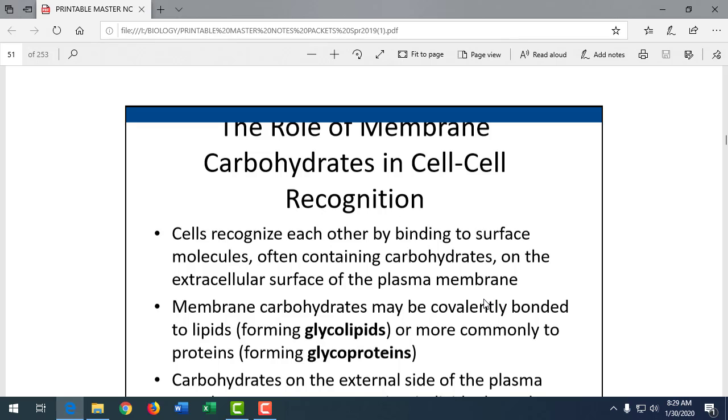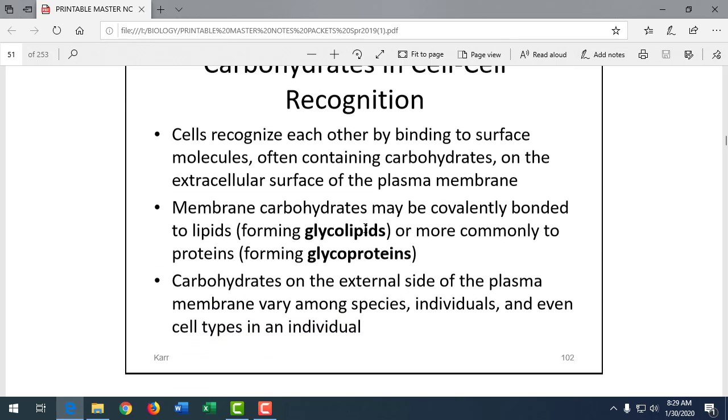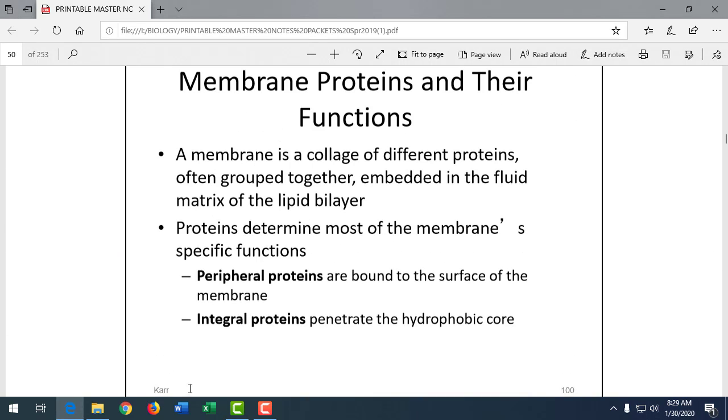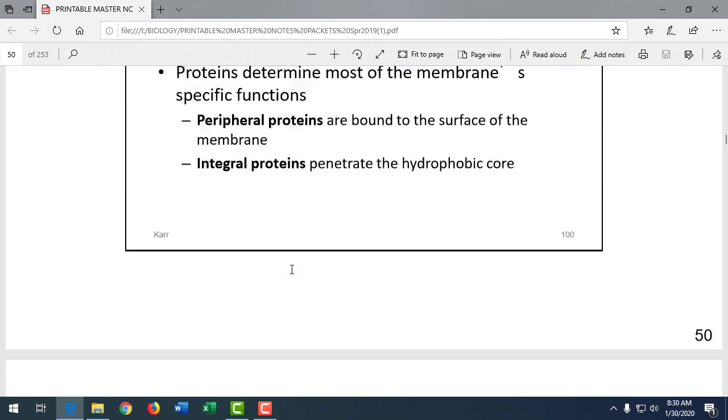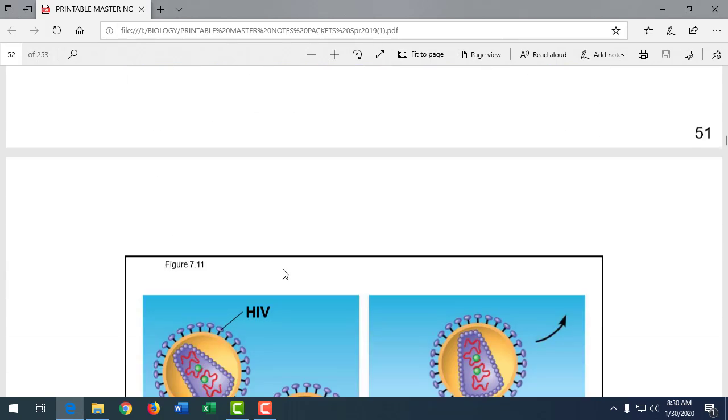Then we talked about the carbohydrates are for recognition, cell-to-cell recognition, communication, so they can be attached to lipids or proteins, these carbohydrates. So if we look at our cell membrane again, some of these are attached to proteins, right? And some are attached directly to a lipid, so we call it a glycolipid. A carbohydrate attached to a lipid is a glycolipid. And this is a glycoprotein because it's attached to a protein. Okay, so that's the carbohydrates.